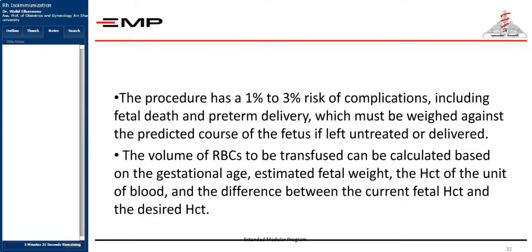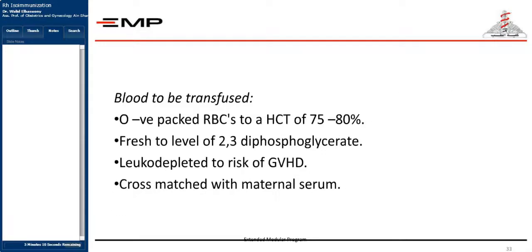The volume of red blood cells to be transfused can be calculated based on the gestational age, estimated fetal weight, the hematocrit of the unit of blood, and the difference between the current fetal hematocrit and the desired hematocrit. The blood that should be transfused should be O negative, packed red blood cells to a hematocrit of 75 to 80%, fresh to the level of 2,3-diphosphoglycerate, leukodepleted to decrease the risk of graft versus host disease, cross-matched with the maternal serum, and of course, the blood should be properly prepared, hepatitis B, hepatitis C and HIV negative.